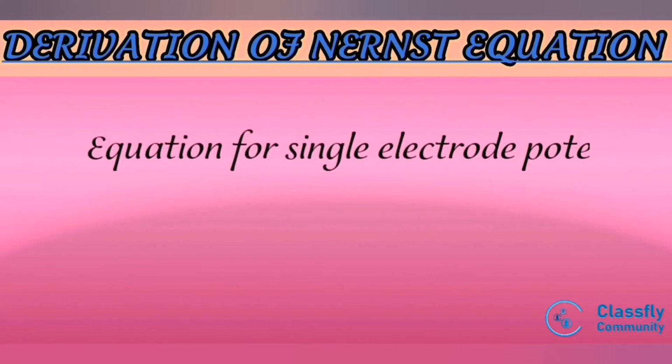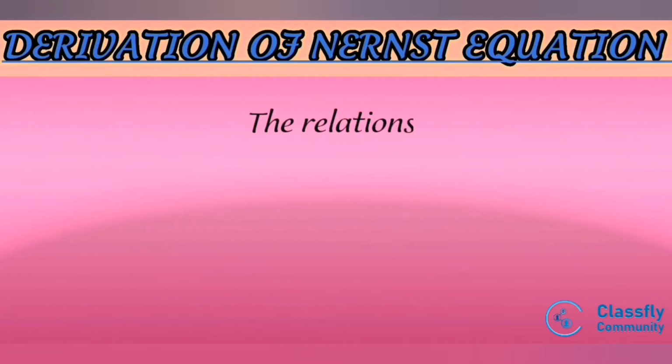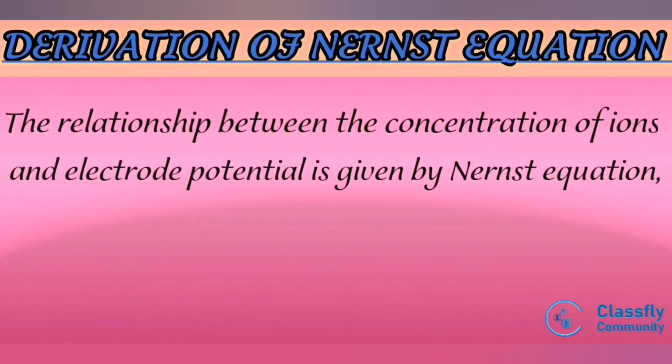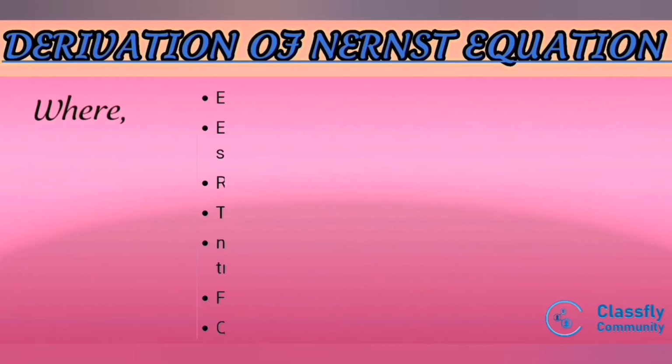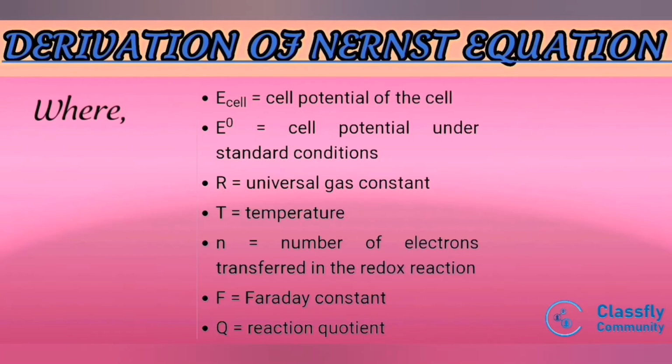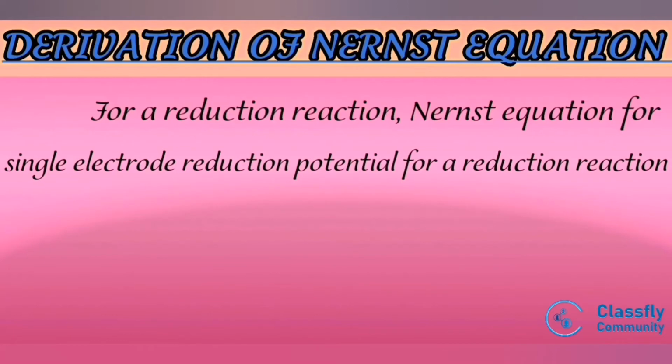The Nernst equation for a single electrode potential is E cell equal to E0 minus RT by NF ln Q. The relationship between the concentration of an ion and electrode potential is given by the Nernst equation, that is E equal to E0 plus 2.303 RT divided by NF log Mn+, that is equal to E0 plus 0.059 divided by N log Mn+, where E cell is the cell potential for the cell, E0 is the cell potential under standard condition, R is the universal gas constant, T is temperature, N is the number of electrons transferred in the redox reaction, F is the Faraday constant, and Q is the reaction quotient.